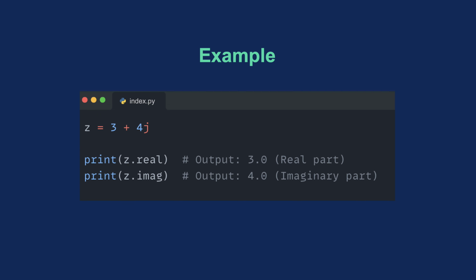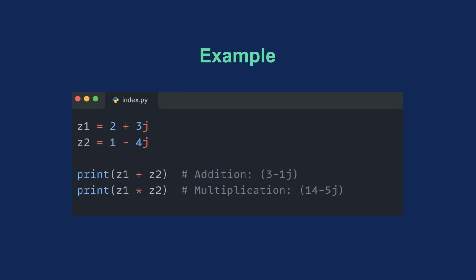We have our z, which is equal to 3 plus 4j. Remember, 3 is the real part and 4j is the imaginary part. If we are to print the real part, we just need to do z.real. Real is the property of that complex number. And imag, which is also another property of that complex number, will print out the imaginary value.